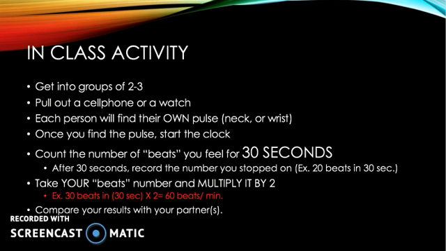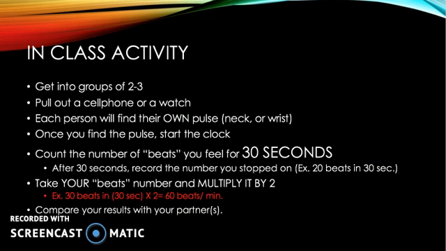Each person in your group will be checking your own pulse. So you are the only person touching your body. You will not be touching anyone else. You're not touching anyone else's wrist or neck. You're only touching your own. So make sure that you know that you are not touching anyone else, okay?